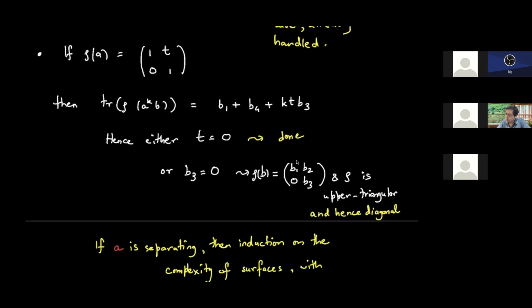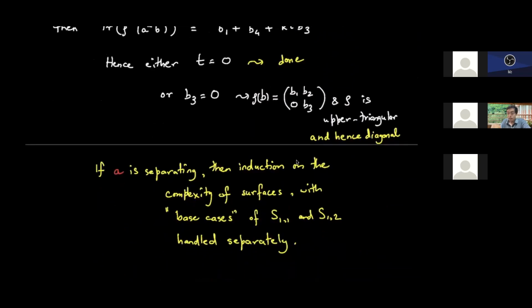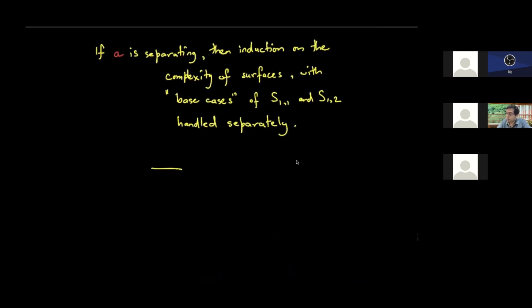Okay, and this was the case where the A that you started off with was non-separating. But if it is separating, then you break your surface into two simpler surfaces, simpler in complexity, and so the proof is by induction, and there are these base cases of the one-hole torus and the two-hole torus, which have to be handled separately. And so that's the flavor of the proof.